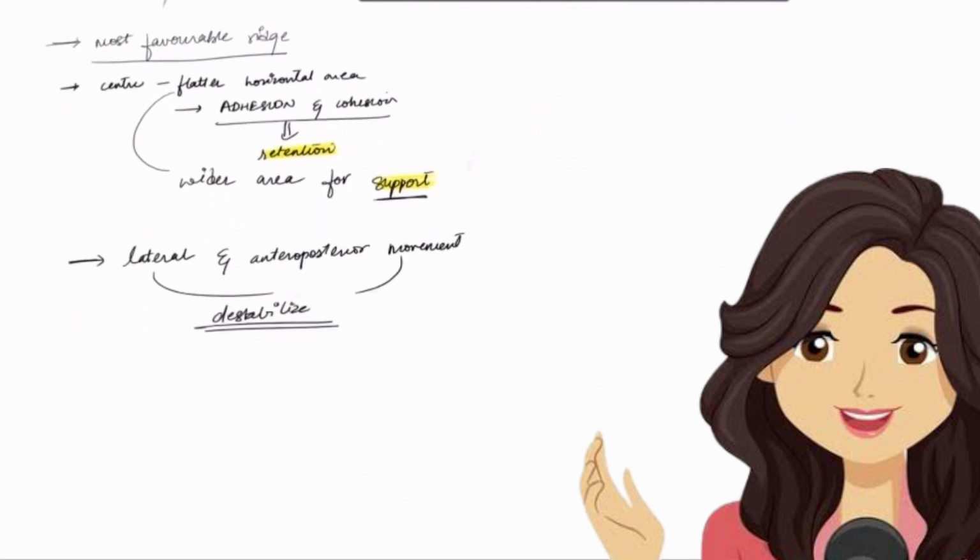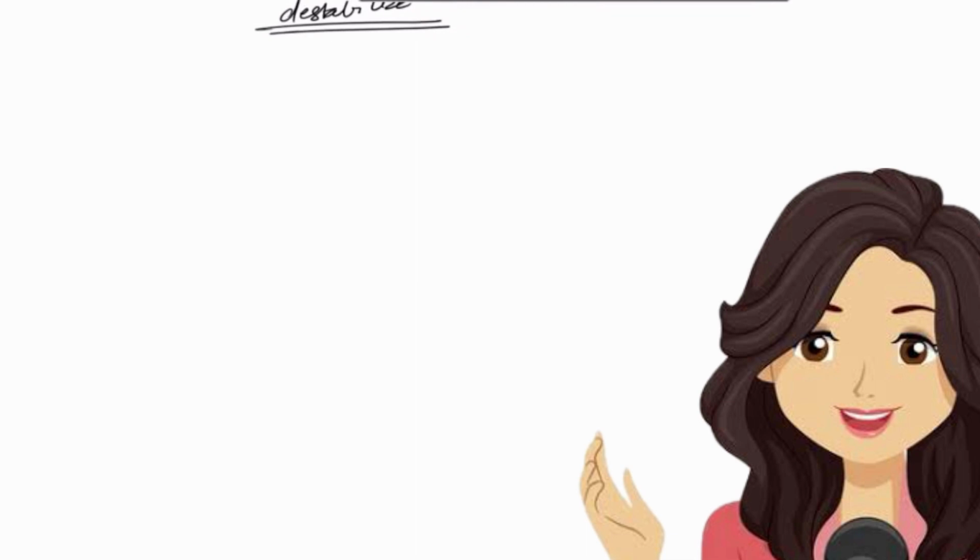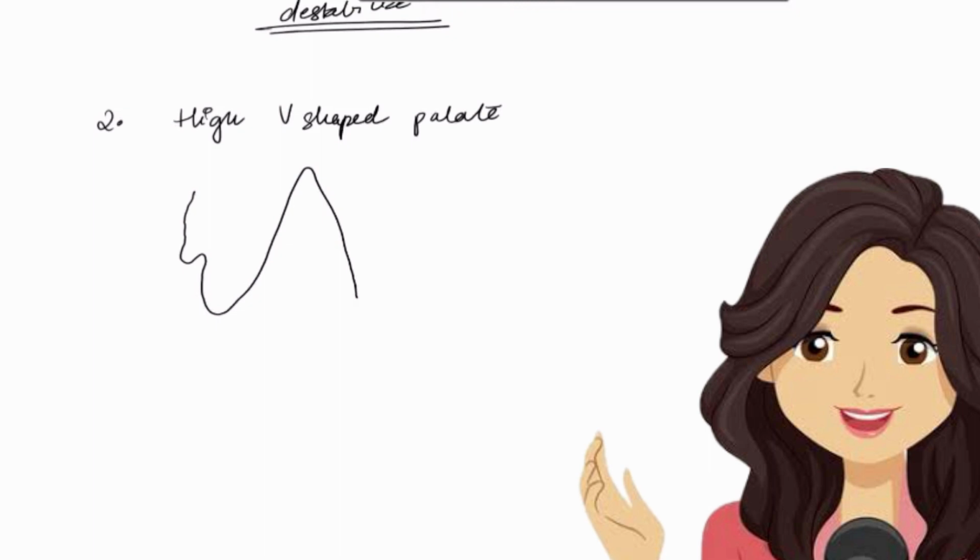The second one that we see now is called the high V-shaped palate. If I draw it for you, see, these drawings are for illustrative purposes. You will not exactly find a V like this. But the drawing here is mainly for illustrative purpose so that you understand what happens.